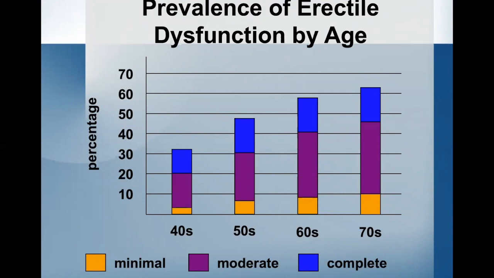Only 2% of men under 40 have erectile dysfunction, but 40 to 50% of men aged 60 to 70 will experience erectile dysfunction. And that dysfunction might be very mild. It can be more moderate, or it can be complete, where they are unable to have an erect penis at all. Most erectile dysfunction is related to health and psychological factors. So things like stress, alcohol, drugs, and diabetes.